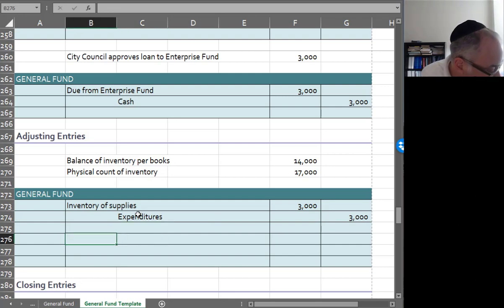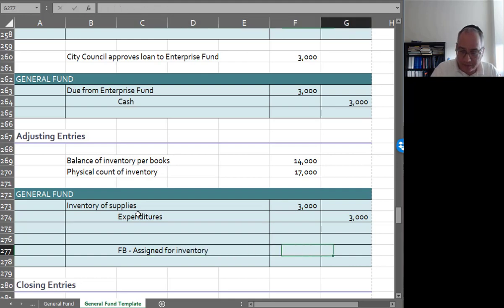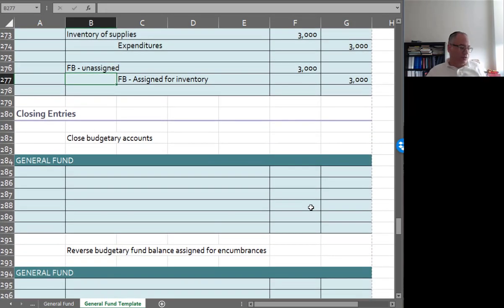I've also got to adjust my fund balance unassigned. So I've got an additional $3,000 in supplies. So I have to assign fund balance for that. Credit fund balance assigned for inventories, $3,000, and debit fund balance unassigned, $3,000.